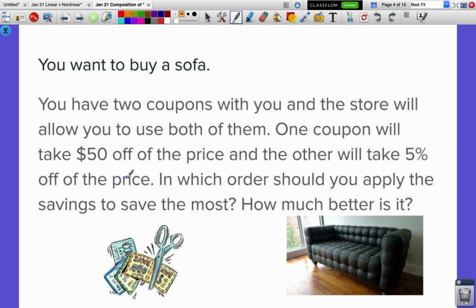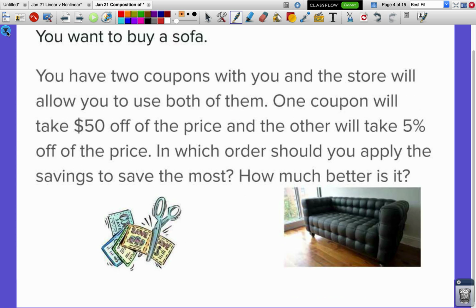All right, question for you. You want to buy a sofa. You have 2 coupons with you, and the store will allow you to use both of them. One coupon will take $50 off the price, and the other will take 5% off the price. In which order should you apply the savings to save the most? How much better is it? Or is it the same? Does it not matter what order you hand them over and have the discount applied? So I'll get a question here for you to try that out and tell me.